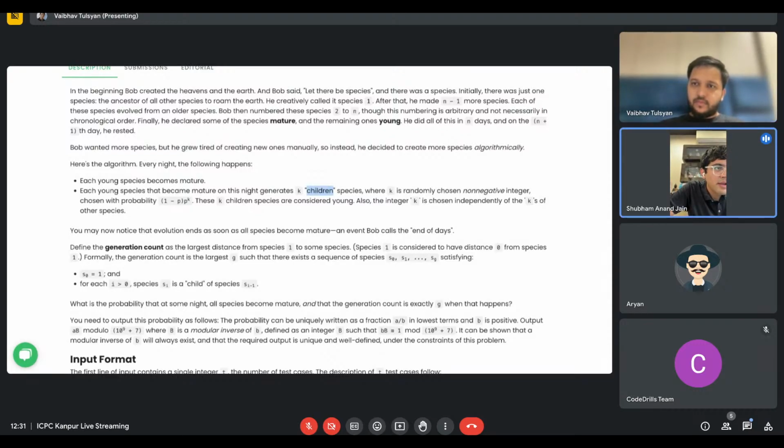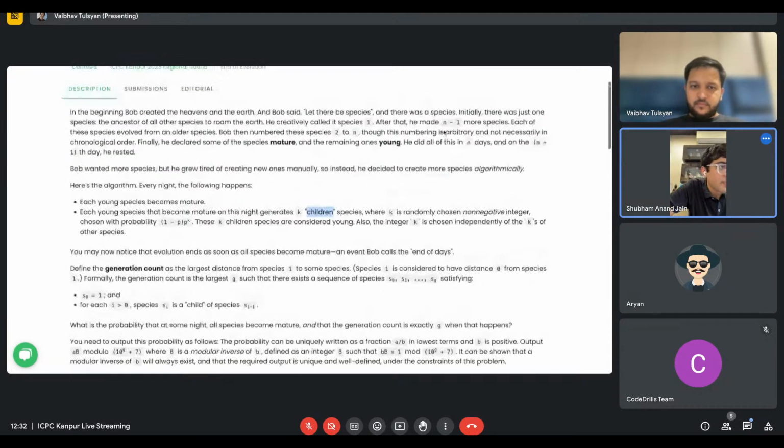What is the probability all species become mature and the generation count is exactly 2? Generation count is the max of the largest distances from species 1 to every species. I see. You need to output this probability. Okay, that's fine. So what is the input?